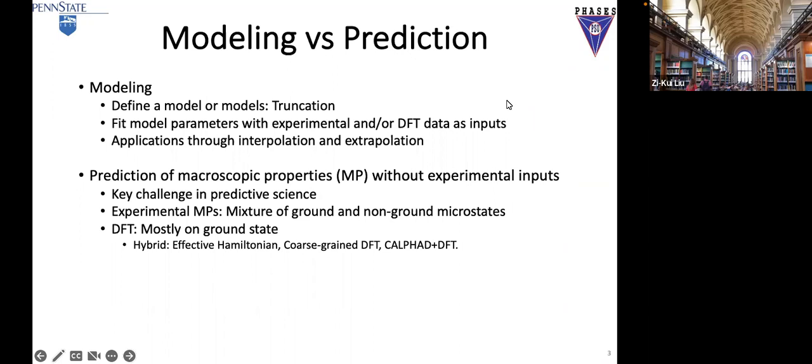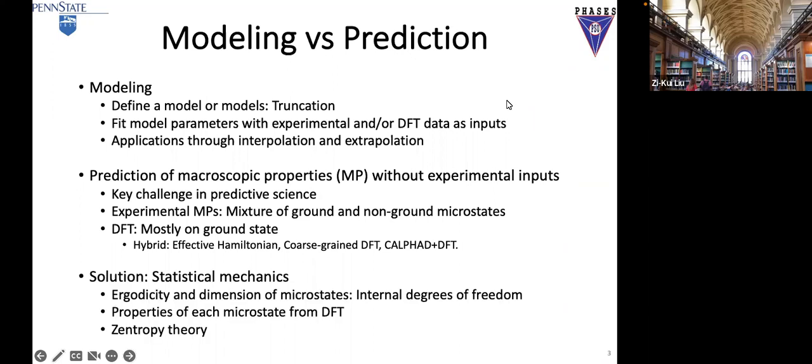Then if you want to do simulation, you can use a hybrid model. That is, we have phenomenological models. Then we take DFT data and feed in the parameters. We find that we never reproduce the experiment, so we adjust the parameters.